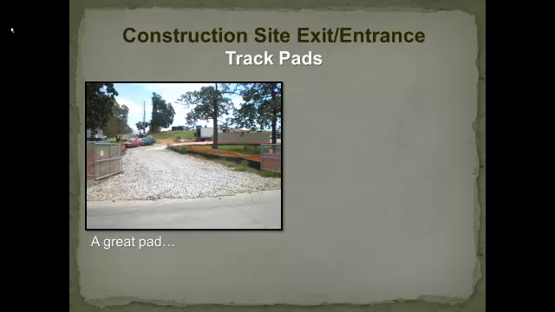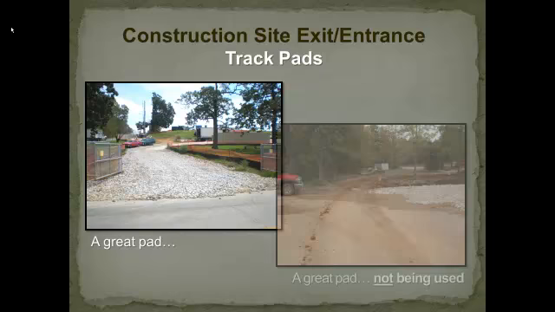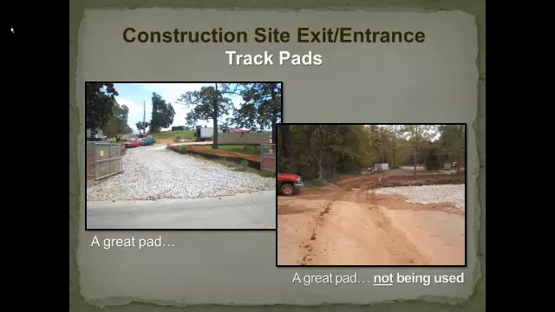Here's another great example of a properly installed BMP. This track pad construction exit is doing a great job in preventing mud from being tracked off the site. This is actually another example of a good track pad, but the trucks leaving the construction site are avoiding the BMP by passing around the side of it and tracking mud onto the road. Again, refer to your SWPPP for site-specific design details that will describe the length, width, and rock size for your project's construction entrance and exit track pads.